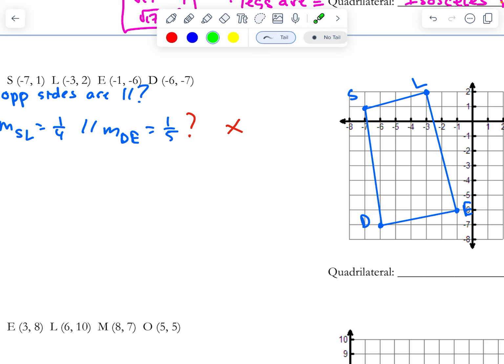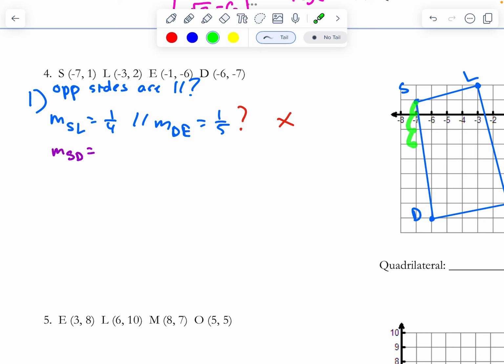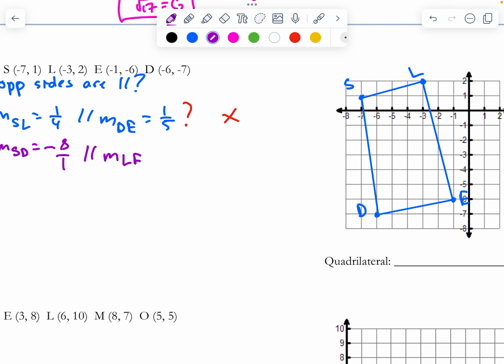So now let's go ahead and check SD. Are these parallel? SD and LE. Well, let's take a look. Is the slope of SD, what is it? Well, left to right, this is going down 3, 4, 5, 6, 7, 8 over 1, minus 8 over 1. Is that parallel to the slope of LE? Well, LE is 1, 2, 3, 4, 5, 6, 7, 8 over 2. Negative 8 over 2. So this is negative 4 over 1.